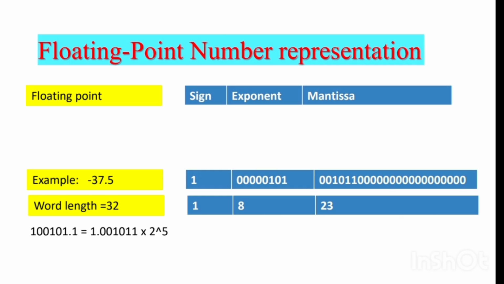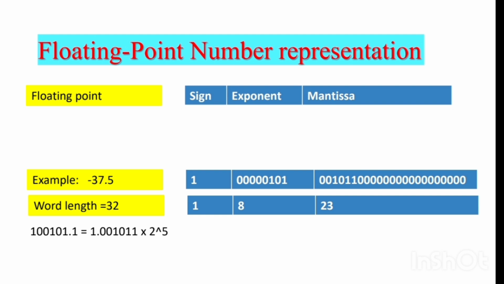And let's have an example. The number in this example is minus 37.5. So it can be written this way. The number is 100101.1. So that is the representation of the number 37.5. It can be again rewritten as 1.001011 into 2 raised to 5. So 5 is the power over here.